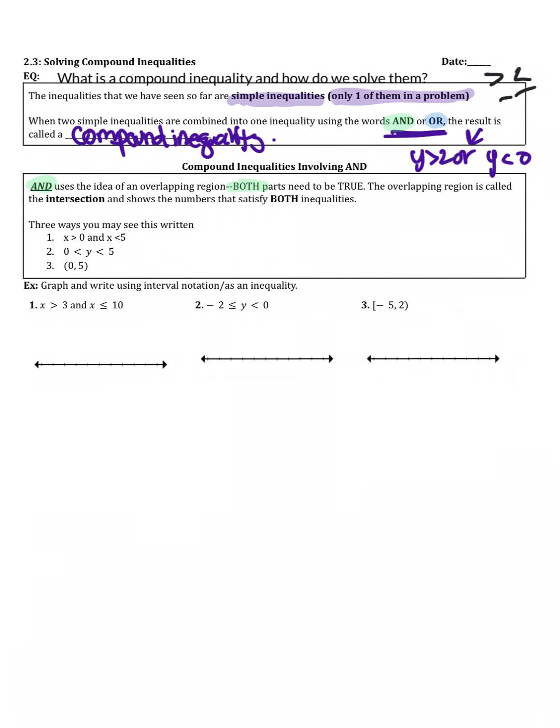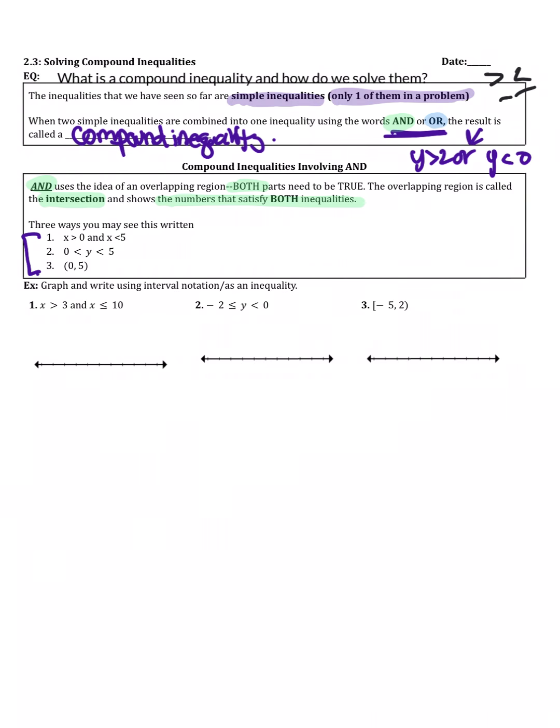This overlapping region, in future classes you'll hear described as an intersection, meaning when both things are true. We are looking for numbers that satisfy both inequalities, something that must be true in both. There are three main ways that you will see these written. You will see them written literally with the word and between them: x is greater than 0 and x is less than 5.